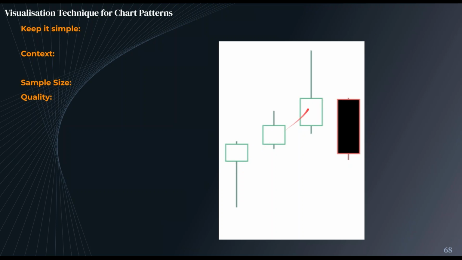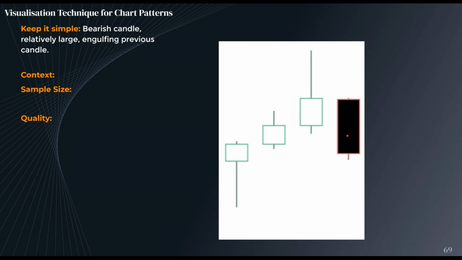So here we can see 3 white candles and then 1 black candle coming down like this. Now, this candle, what does it mean and is it important? Keep it simple. This is a bearish candle, relatively large, engulfing the previous candles. So this one candle has engulfed this and this. One bear candle has cancelled out 2 bull candles.